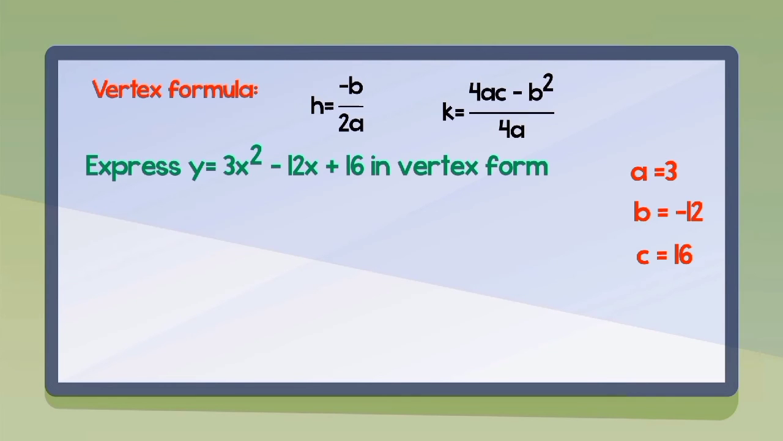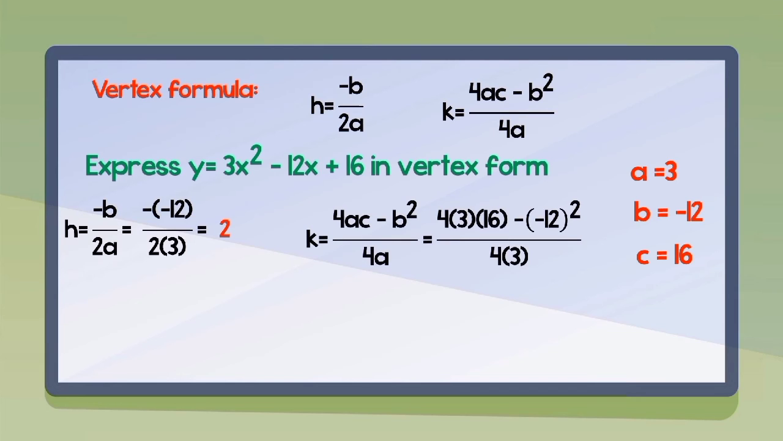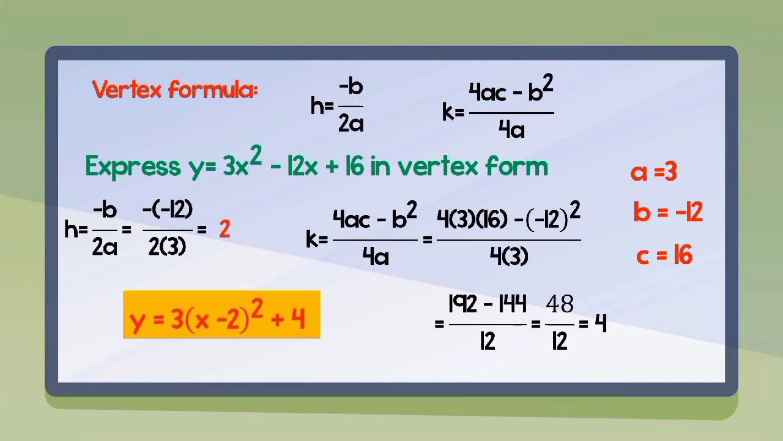So we now solve for our h and k. Since our h is equal to -b over 2a, our h is 2. And our k is equal to 4ac minus b squared over 4a, then our k is 4. The values of h and k are 2 and 4 respectively. Substituting them into the vertex form, y equals a times x minus h squared plus k, we obtain y equals 3 times x minus 2 squared plus 4.